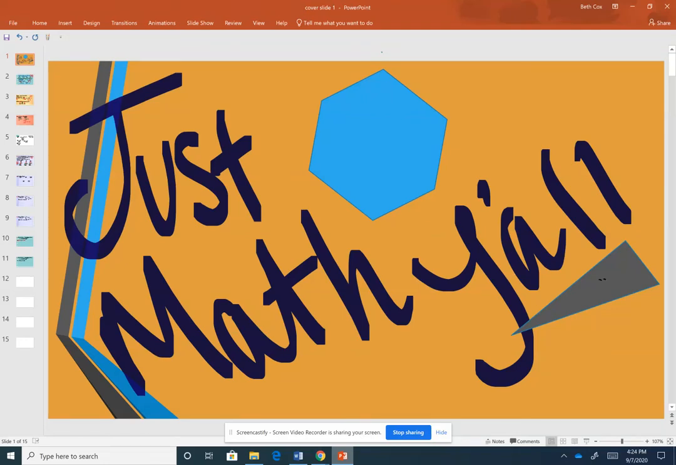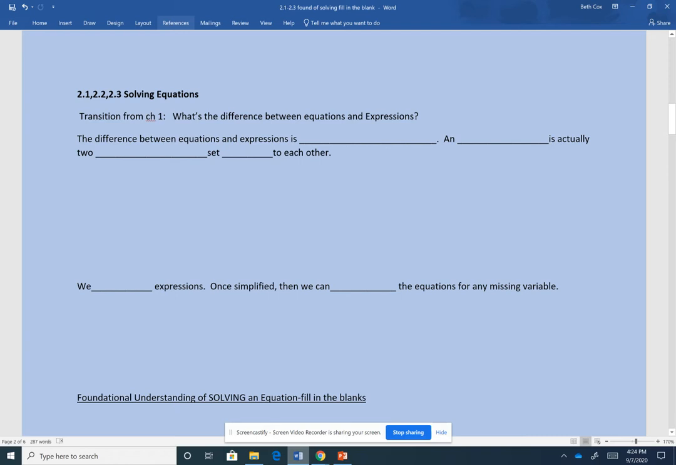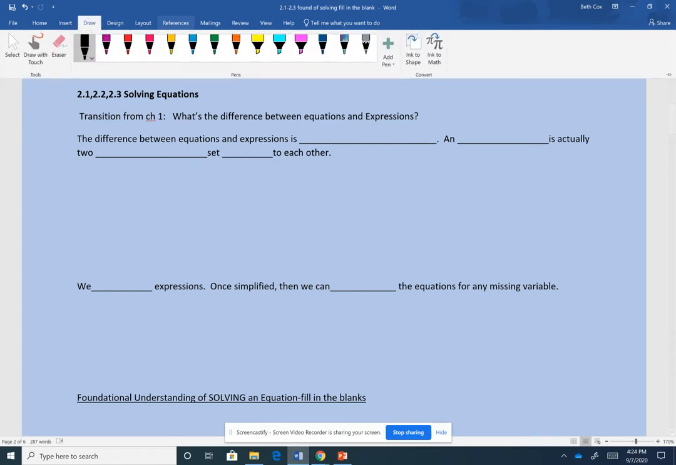It's just math, y'all, and we are going to look at solving equations as an introductory aspect. So let's look at solving equations. This is going to be 2122. And in chapter 1, we did expressions and we simplified expressions. That's what we did at the end of chapter 1. And that was really important. Remember, we did the distributive property and then we combined like terms. And that was what we said was simplifying expressions. So chapter 2, we start with equations.